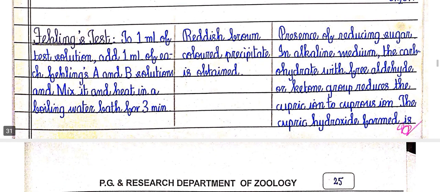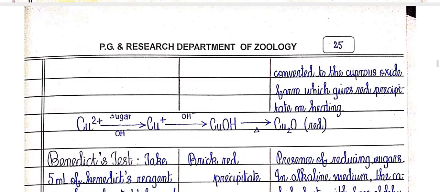Then Fehling's test. To 1 ml of test solution, add 1 ml each of Fehling's A and B solutions, mix it well and heat in a boiling water bath for 3 minutes. A reddish brown colored precipitate is obtained, indicating presence of reducing sugar in alkaline medium. The carbohydrate with free aldehyde or ketone group reduces the cupric ion to cuprous ion. The cupric hydroxide formed is converted to cuprous oxide, which gives red precipitate on heating.